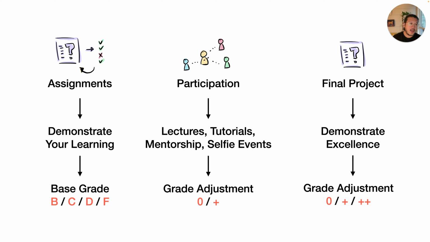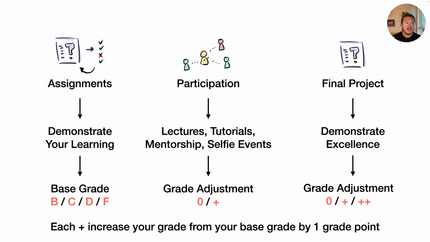So the final project, which is associated with Module 5, is where you demonstrate your excellence, demonstrate you have gone beyond proficient in what you have learned, right? And you can receive a grade adjustment from the base grade, either 0, which means no adjustment, plus, which means a 1 grade point increase, or plus plus, that's a 2 grade point increase.